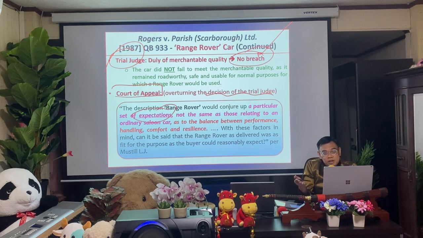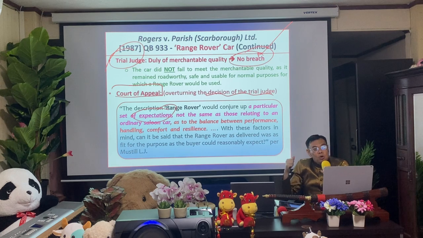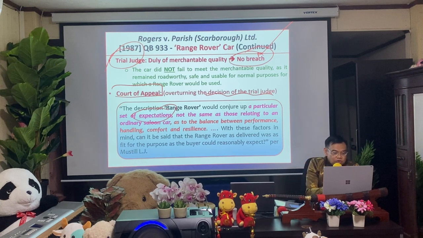The Court of Appeal believed that when customers buy this car, they will normally not just want to use it for driving from place to place, because this car has been known for premium quality. If you are the customer, you want to drive it not just for communication from place to place, but for showing your great pride. You have to look great. You have to look important. You have to find that this car is comfortable. So these are all your expectations, and that's why the court said this.